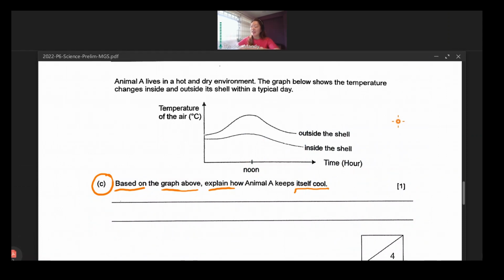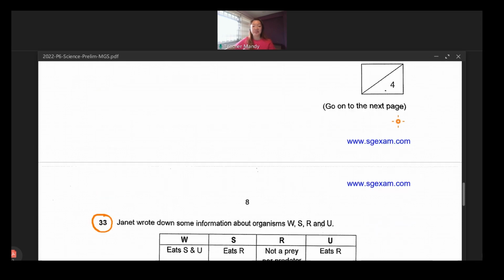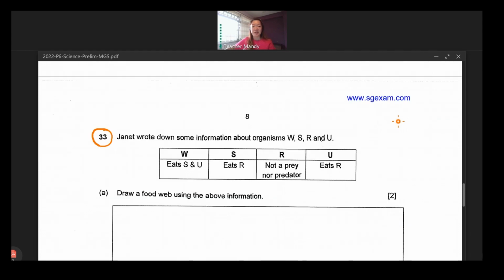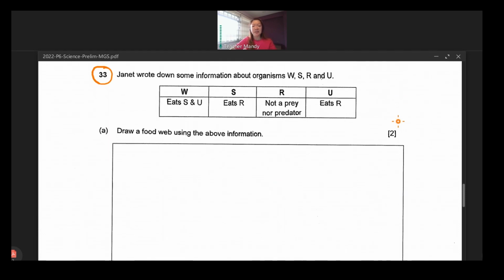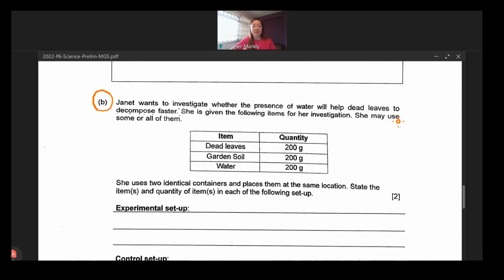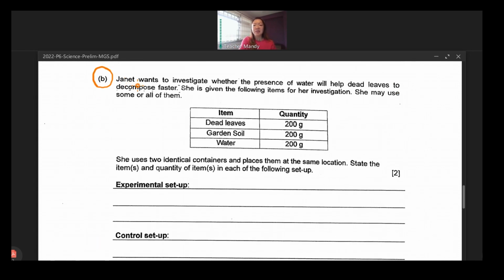Okay, now next we are going to look at 33B. 33A is quite okay. Let's look at 33B. Now, Janet wants to investigate whether the presence of water, so if there is water versus no water, will help dead leaves to decompose faster. So if there is water, will it decompose faster? If there is lesser water, will it decompose slower?